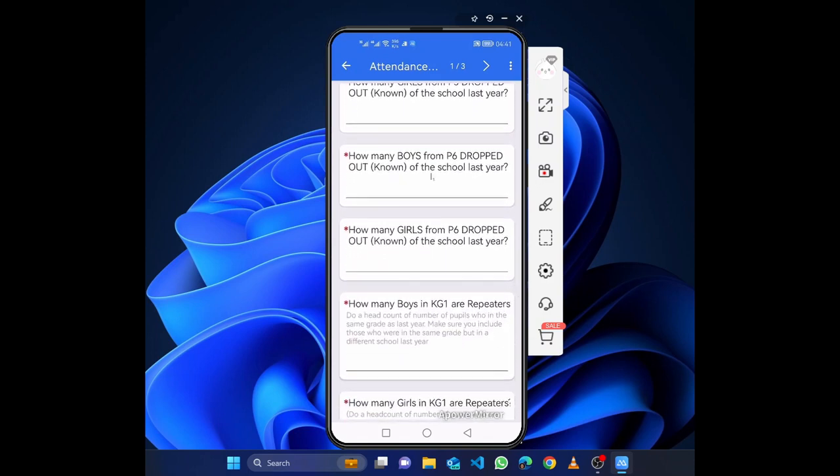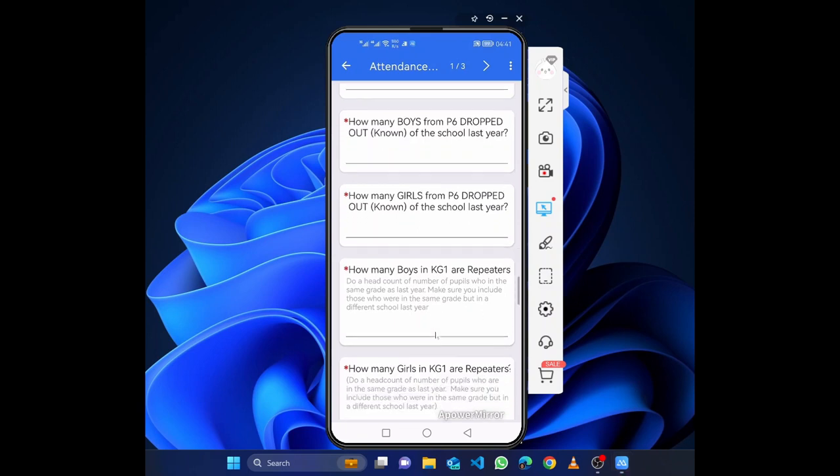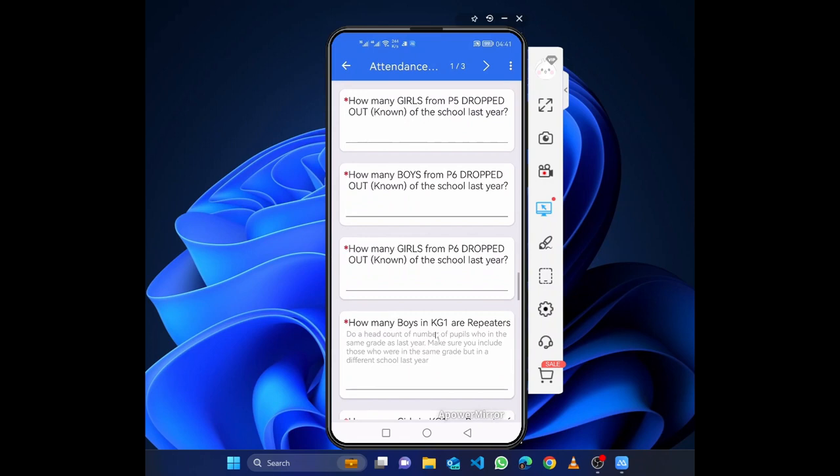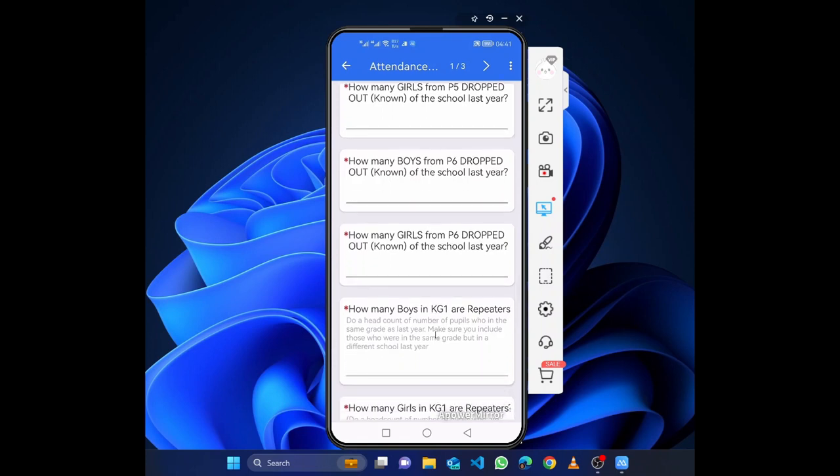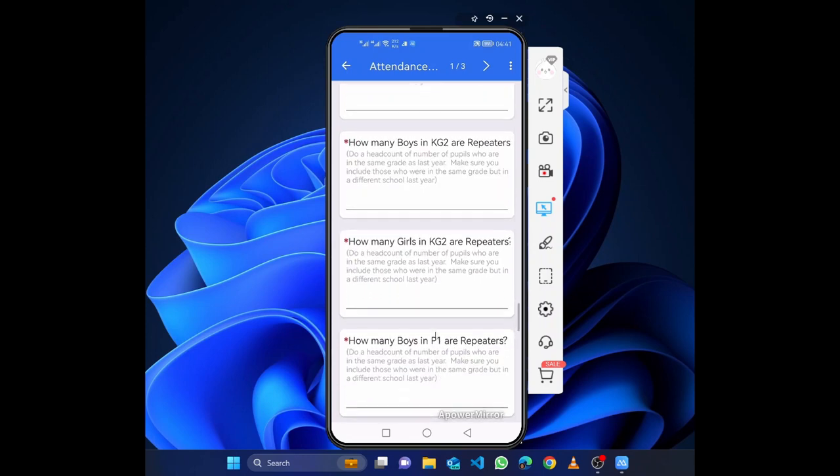So in the case where you have pupils that have dropped out at the various levels, you choose. And you should know that the reason why it is only popping up to primary 6 is because from the beginning, we chose that the head teacher is a teacher who heads a school with KG and that of primary. That's why you are not seeing JHS. So it is based on the model that you choose.